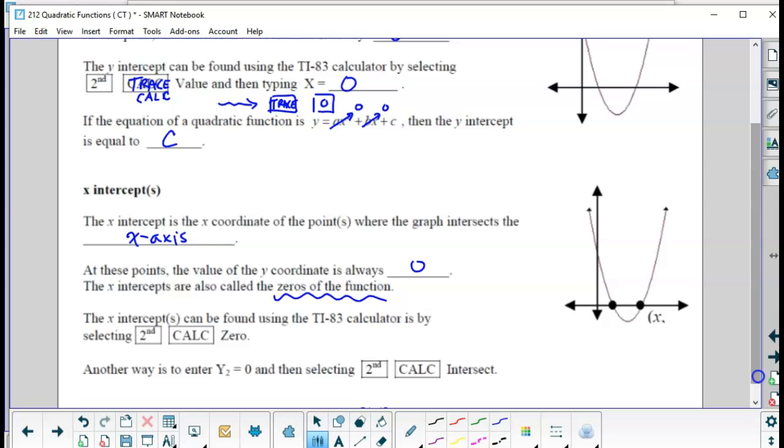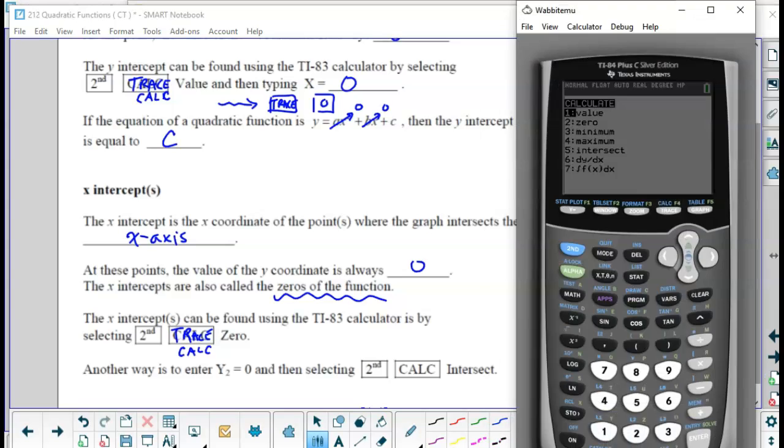The x-intercepts can be found using a calculator. Again, this is trace, which is calc, and the zero feature. This is one of the methods. So for example, if I want to find the x-intercepts of this graph, I can go second, trace, which is calculate, 0, and then it's going to ask me for the left boundary of where I think it is.